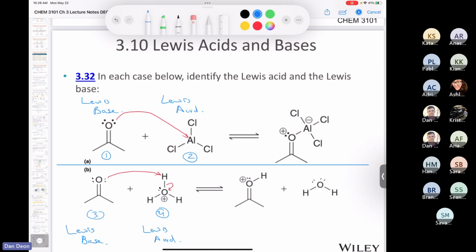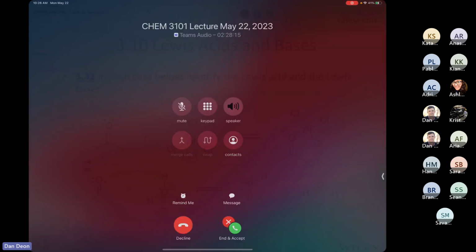But you can see that this one also falls under the umbrella of Bronsted-Lowry, doesn't it? Right, because this one here is a H plus.